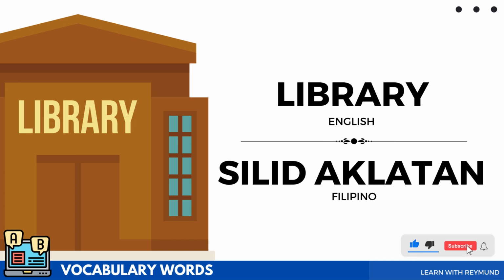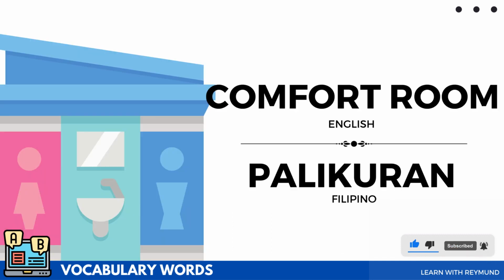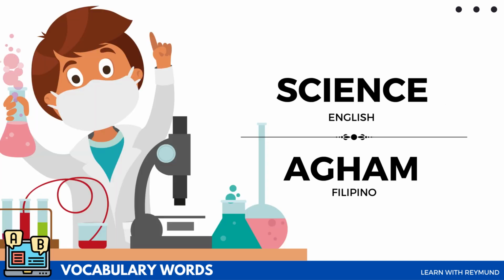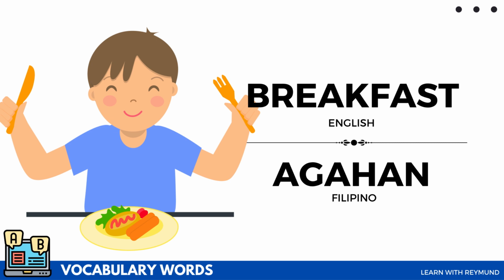Library, silid-aklatan. It's a comfort room in English, while in Filipino, it's palikuran. Comfort room, palikuran. In English, it's your science, while in Filipino, it's agham or it can also be siyensya. Science, agham, siyensya. In English, it's your breakfast, while in Filipino, it's agahan or almusal.